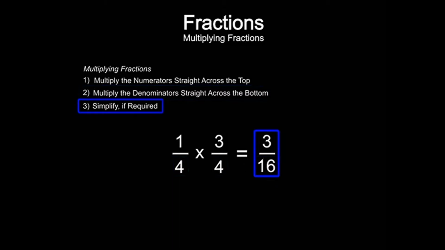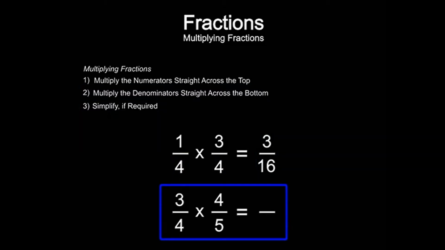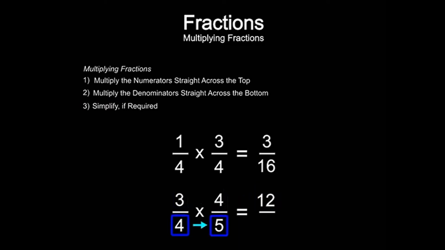This fraction is already in its reduced form, so there's no need to simplify. Let's try another. Multiply 3/4 by 4/5. First, multiply the numerators. Next, multiply the denominators. Finally, simplify.